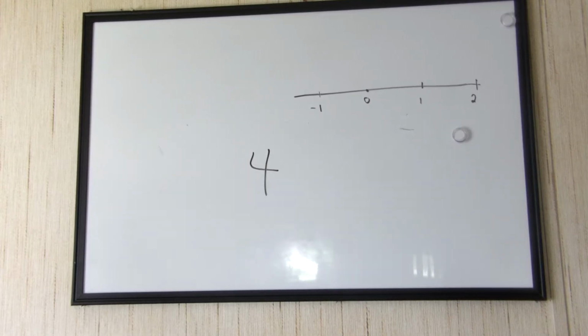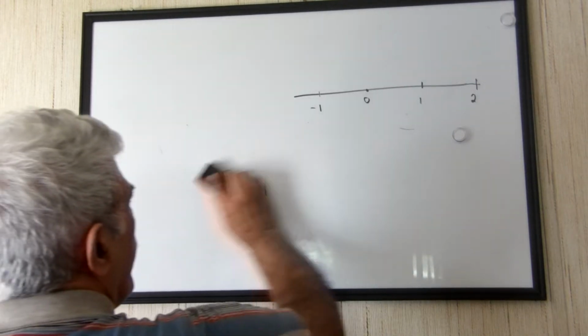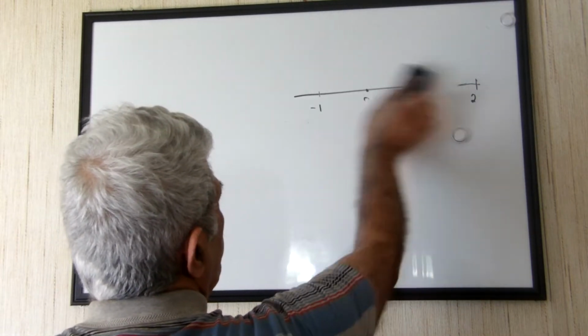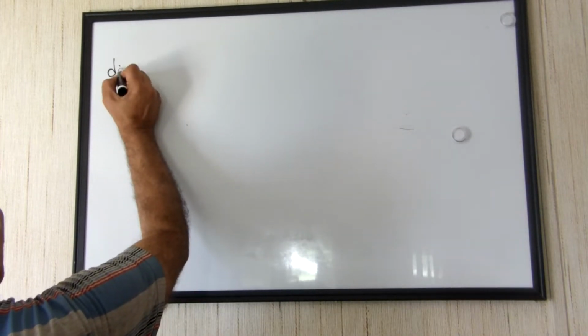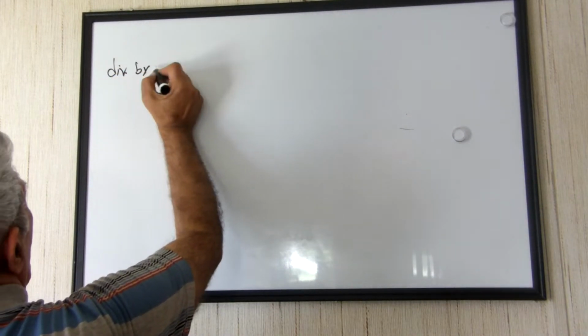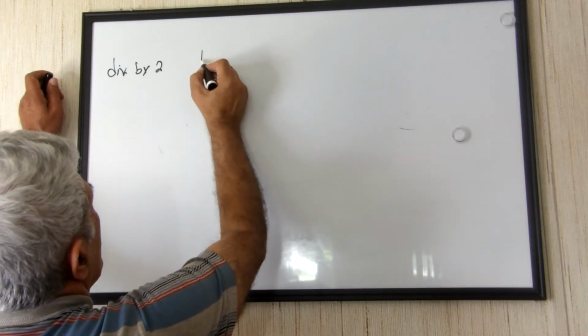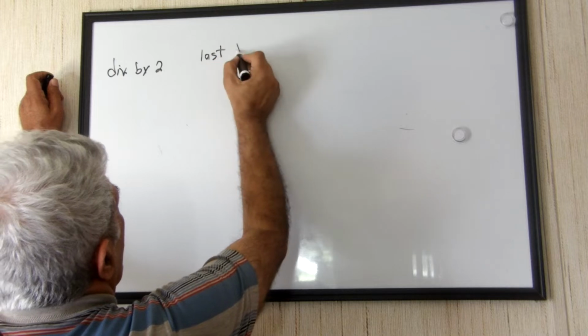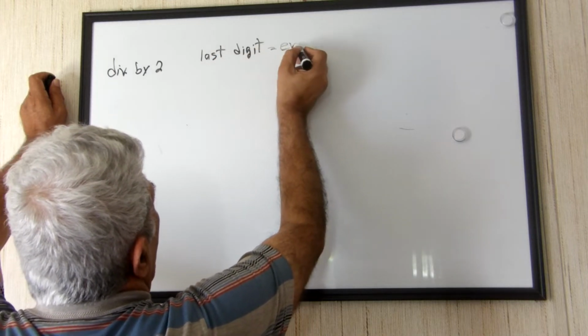Okay, in this video we are going to talk about the numbers that are divisible by 2. All the numbers whose last digit is an even number.